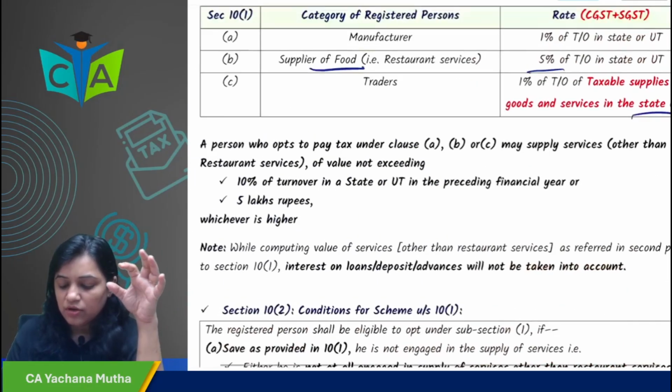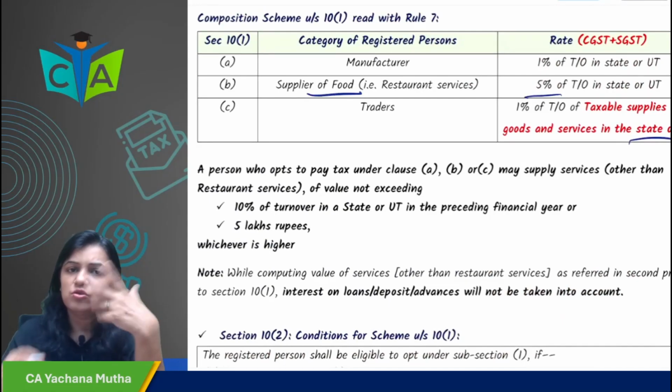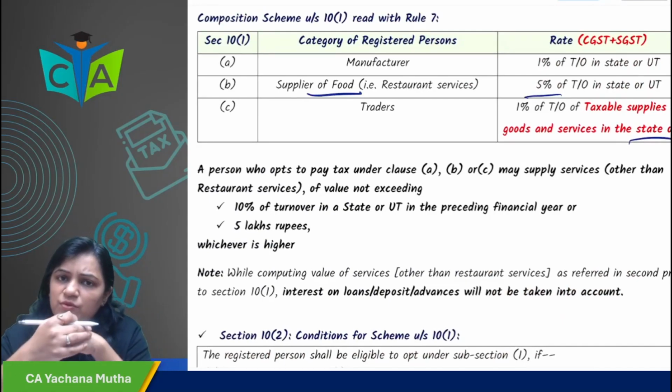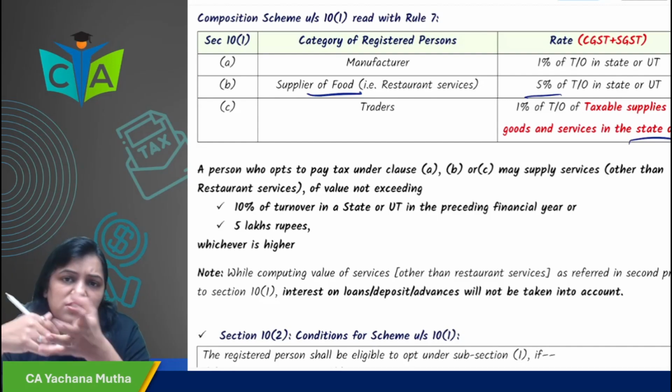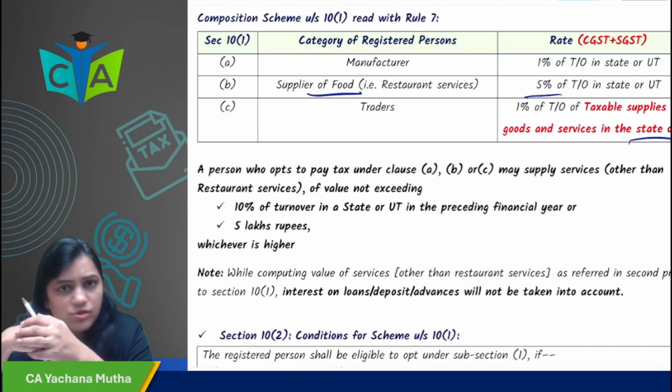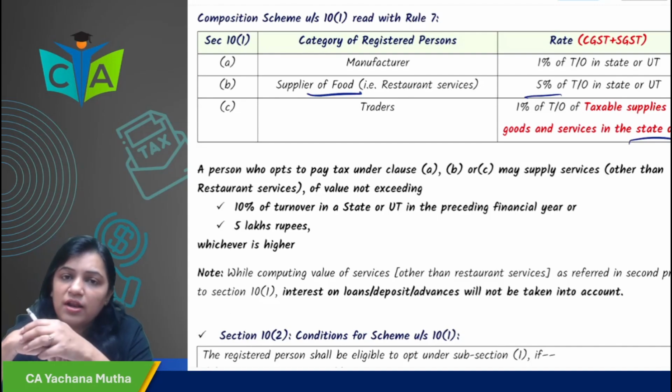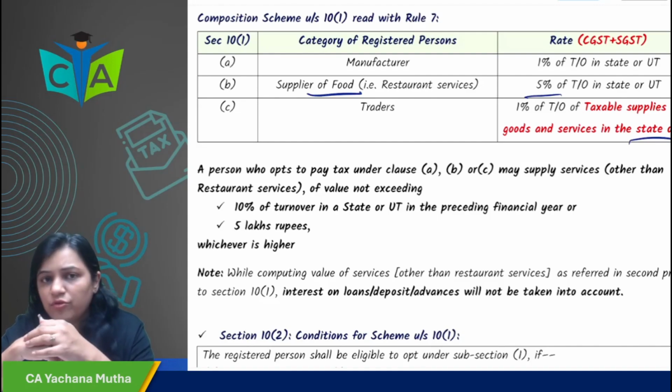So for example, you are a trader of mobiles. So you may provide some mobile repairing services. So is it allowed? The composition scheme is allowed. For example, your turnover is just 80 lakh rupees. So yes, composition is definitely allowed to you if you are in Maharashtra, for example. So definitely it is allowed. Why? Because it is below 1.5 crore.